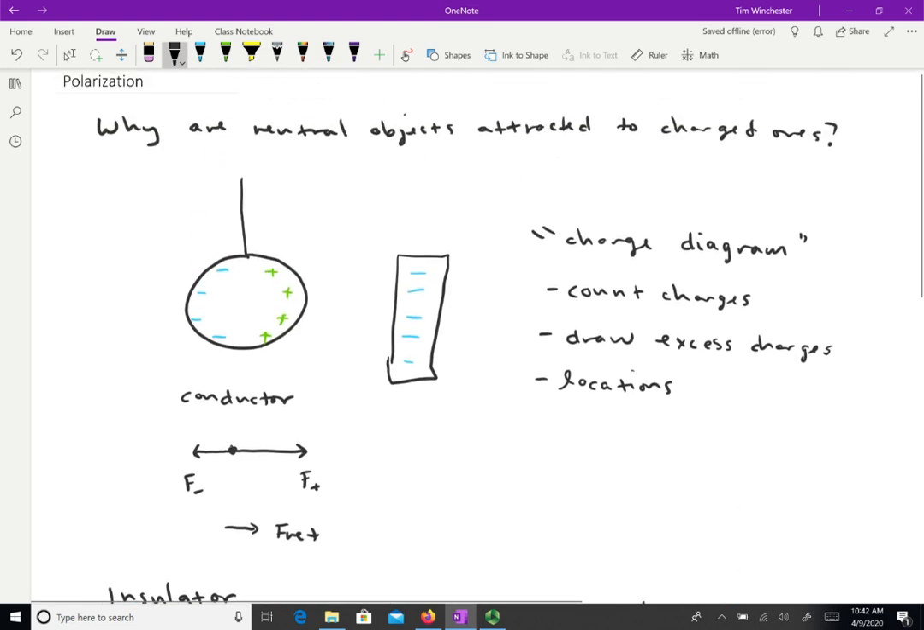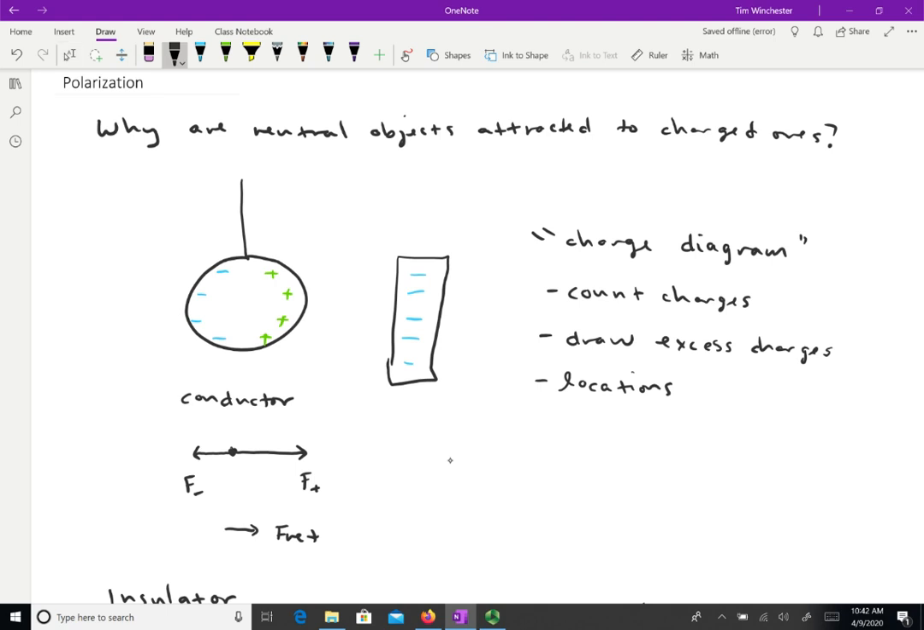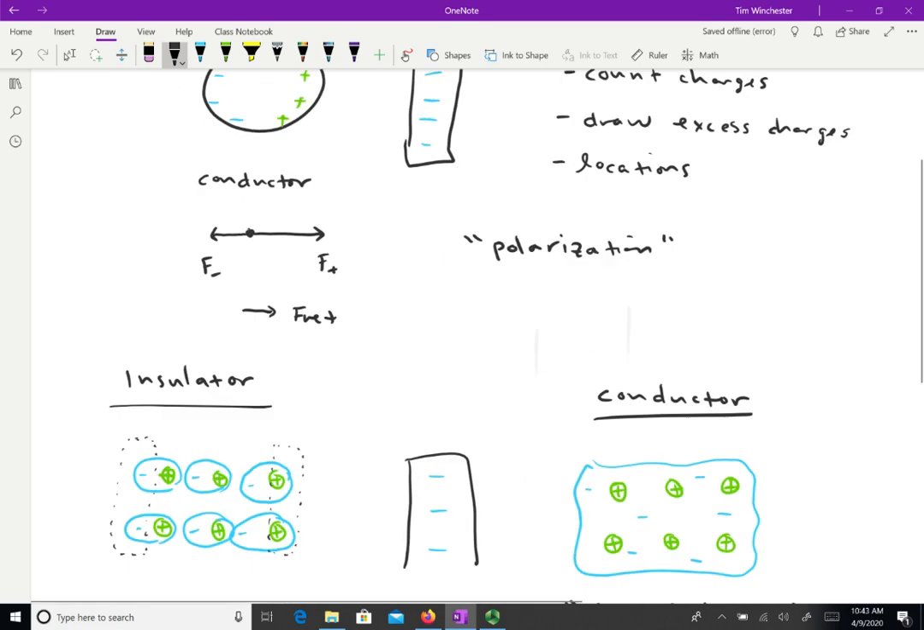Okay, so in both conductors and insulators, we still get this polarization effect, which is the name of this phenomenon that we see here, where neutral objects are attracted to charged objects because they polarize. The positive charges move one way, negative charges move the other way, and the object then has a net force, even though it's overall charge neutral.